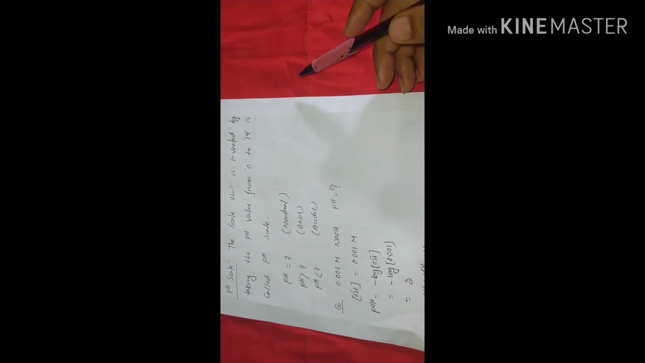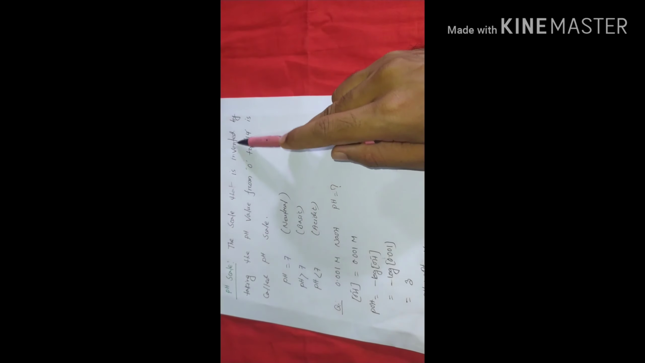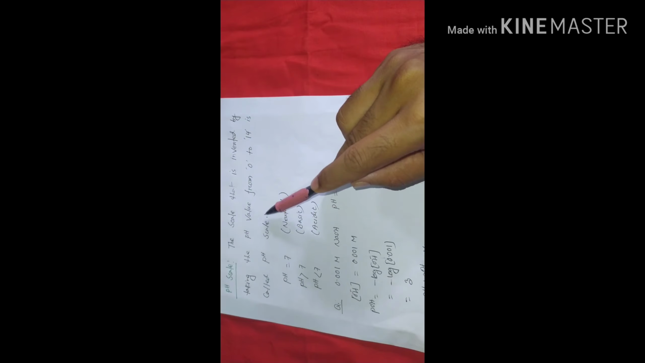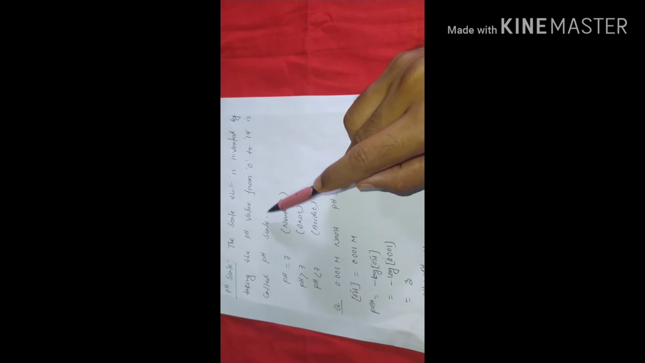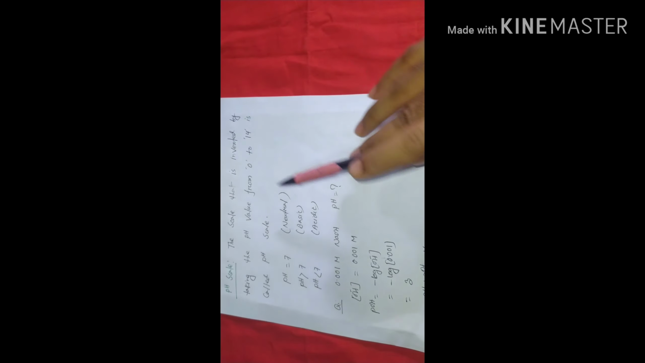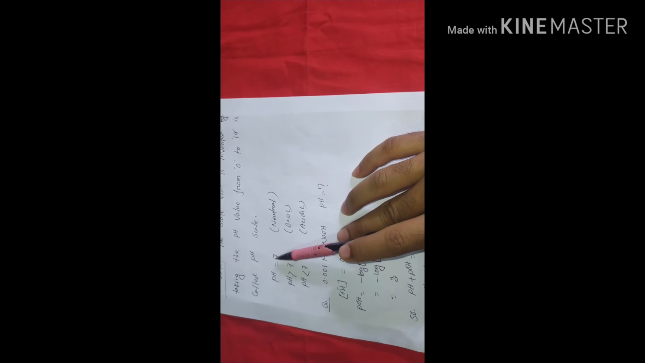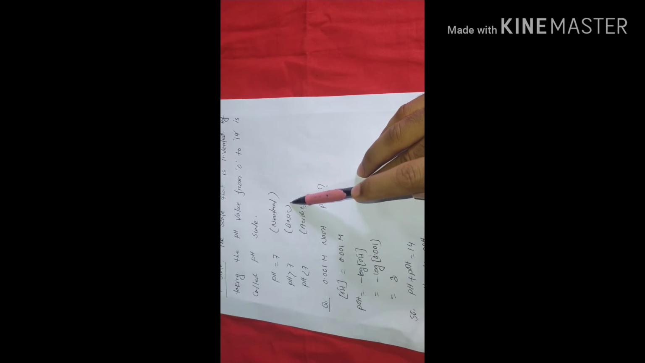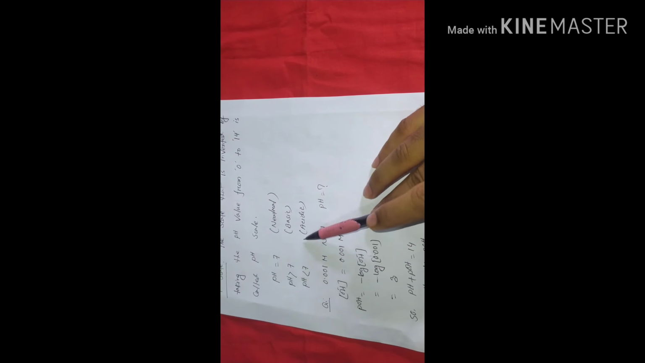Now what is the pH scale? The scale that is invented by taking the pH value from 0 to 14 is called the pH scale. So in the pH scale, the range of pH value is 0 to 14. So you know, if pH is equal to 7, that is neutral, and pH greater than 7 is basic, and pH less than 7 is acidic.